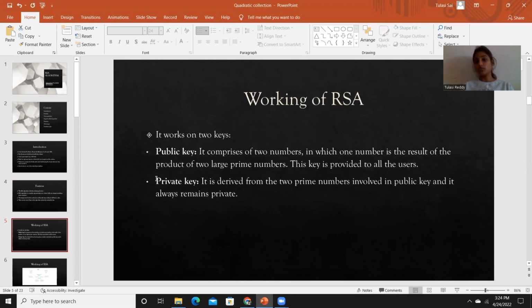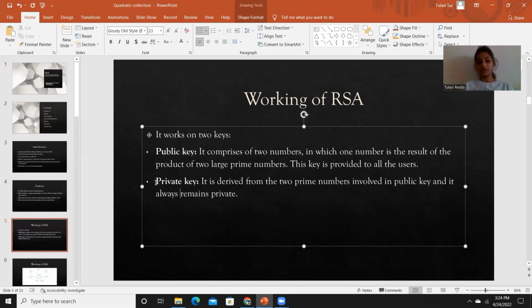Coming to the working principle of the RSA algorithm, it works on two keys: the public key and the private key. The public key comprises two numbers, in which one number is the product of two large prime numbers. This key is provided to all the users. The private key, which is the second part, is derived from the two prime numbers involved in the public key and it always remains private.